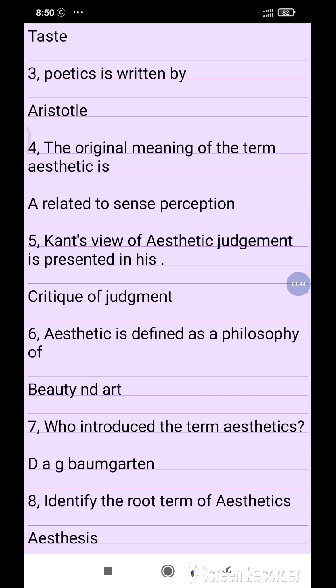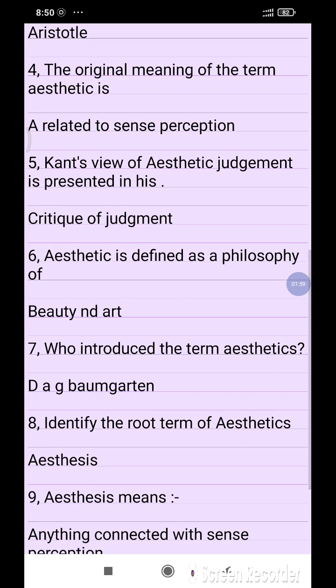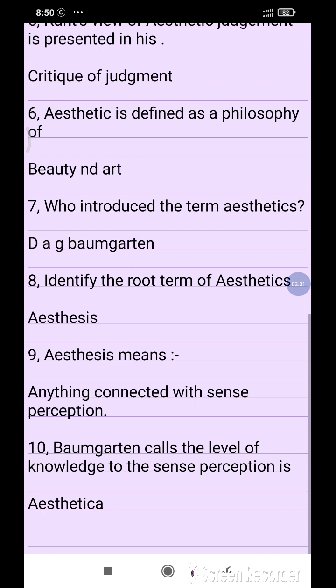Who introduced the term aesthetic? A. G. Baumgarten. Identify the root term of aesthetic. Aesthetic means anything connected with the sense perceptions. Baumgarten calls the level of knowledge of the sense perception aesthetica.